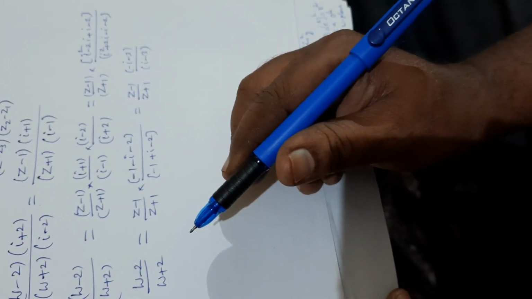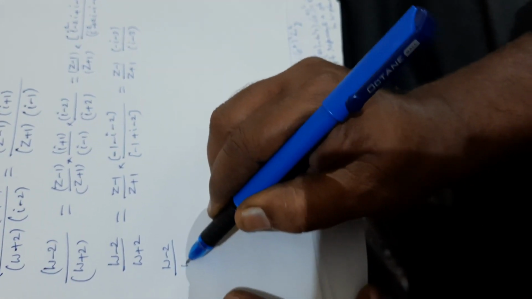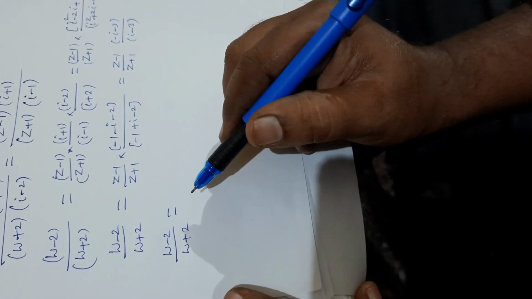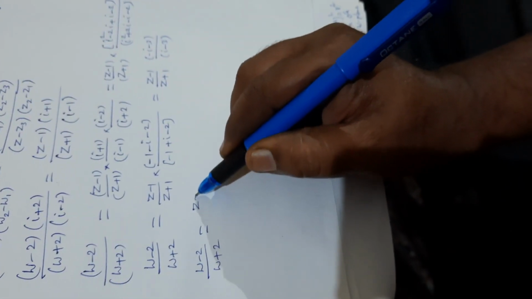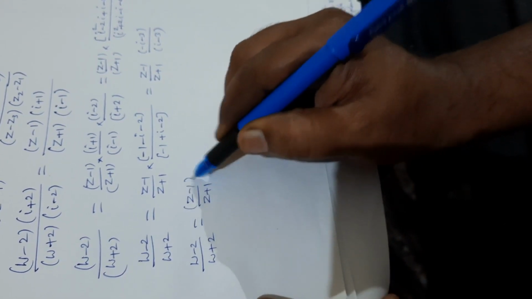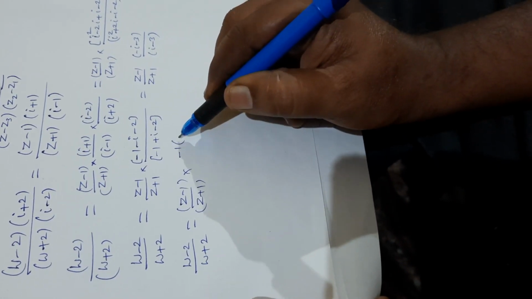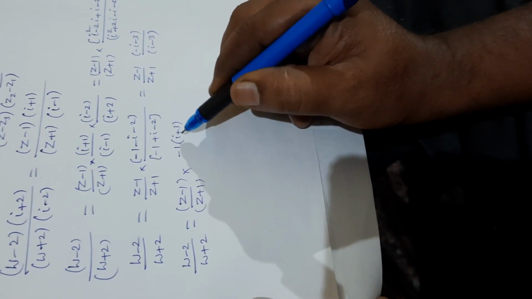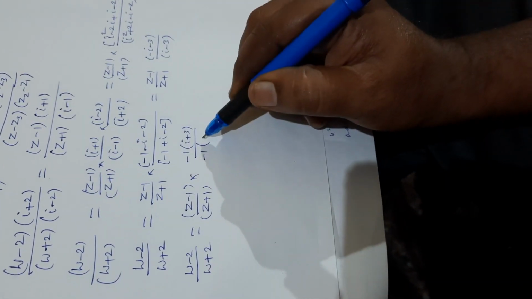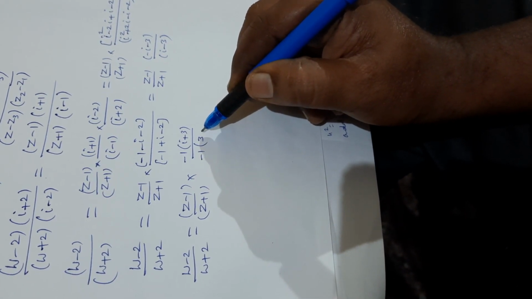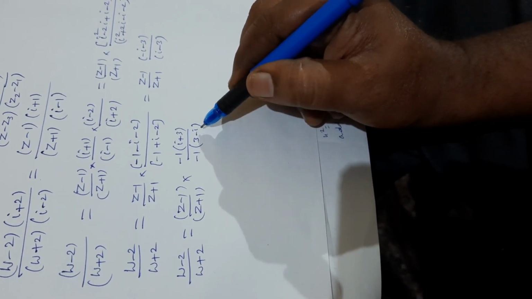Further, take (w minus 2)/(w plus 2) equals, take minus as common, there is no problem, (z minus 1)/(z plus 1) into minus 1 times (i plus 3), divided by minus 1 times (i minus 3). Minus into minus gives plus i. This gets cancelled.